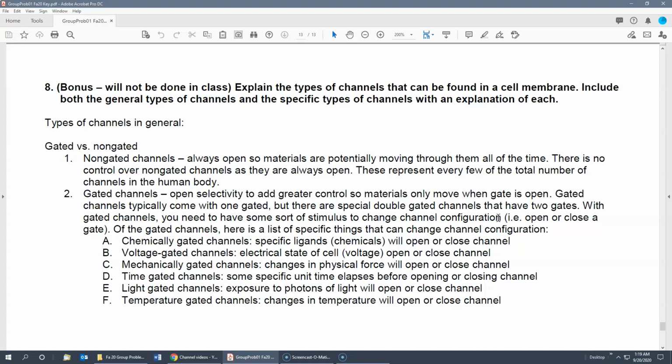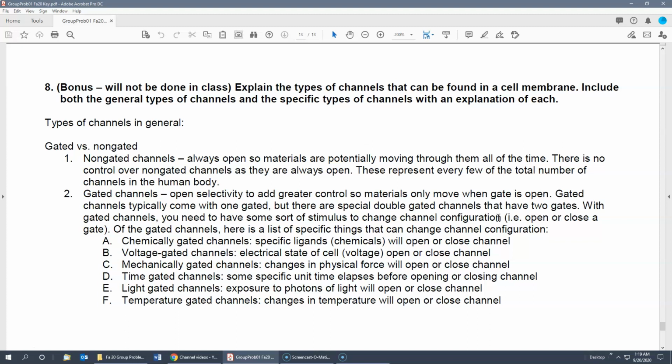Since relatively few are non-gated, that means most are gated channels. And gated channels give us much more selectivity over when we move materials from one side to the other. The only time materials move is when there's a passageway, with no gate there in the way, no doorway, if you will, to prevent the movement from one side of the membrane to the other.